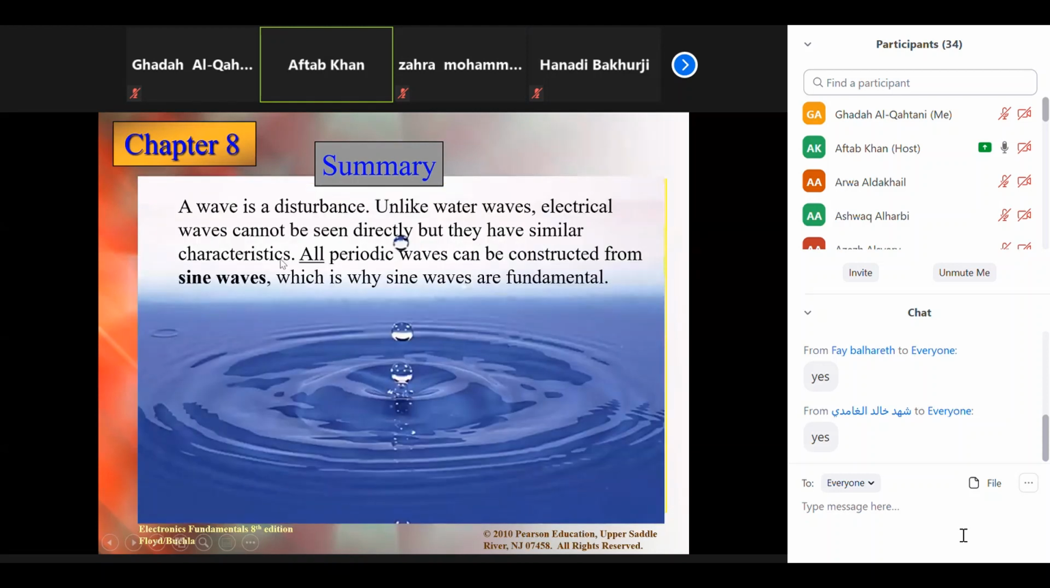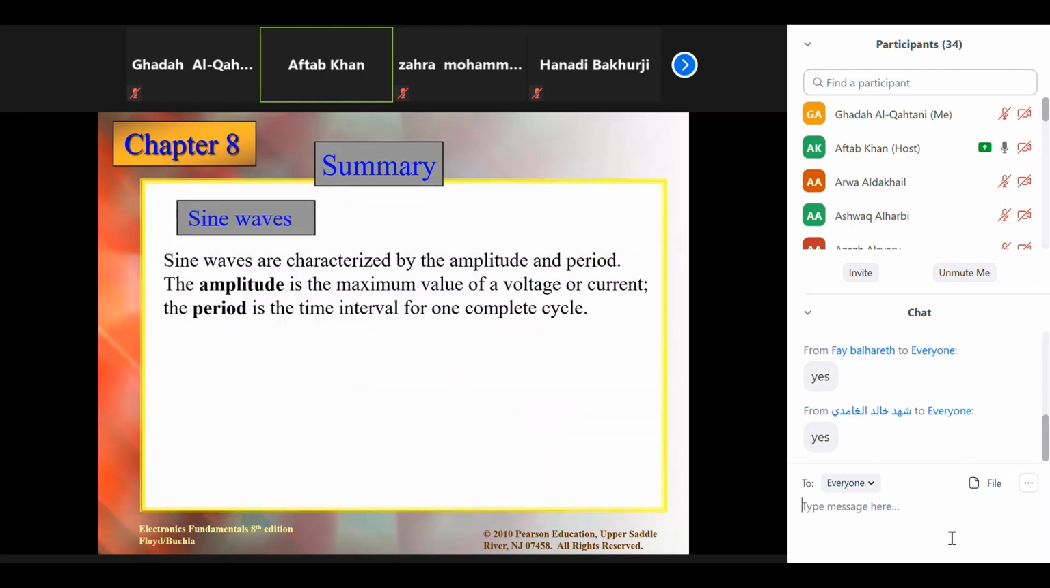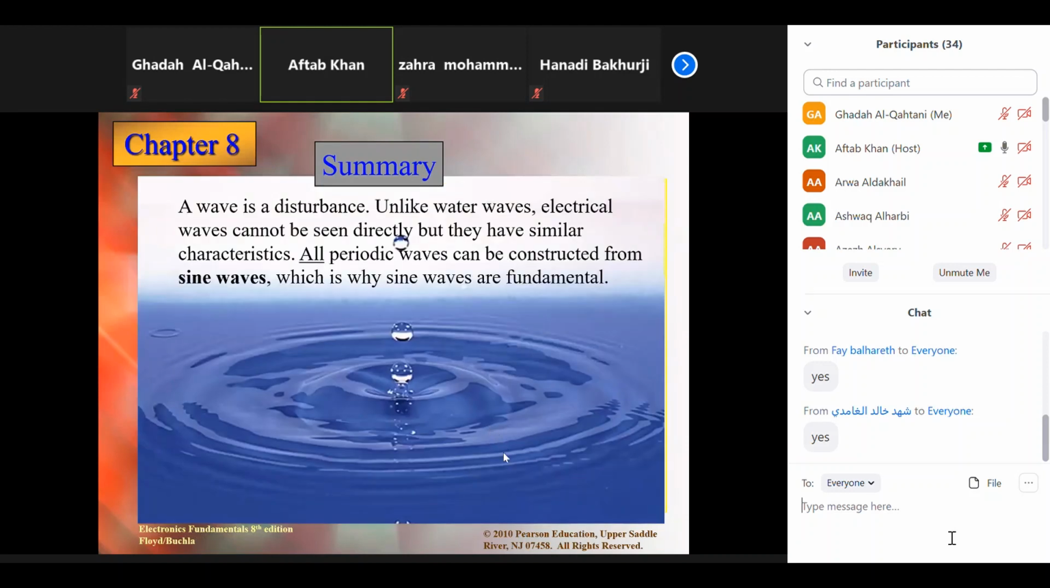A wave is a disturbance. Unlike water waves, electrical waves cannot be seen directly, but they have similar characteristics. Maybe you have noticed when you are sitting near the water, maybe at the Corniche or somewhere, if you throw a stone in the water, you can observe such waves. Have you noticed this? These waves we can see, but electrical waves you cannot see. But both electrical waves and water waves have similar characteristics.